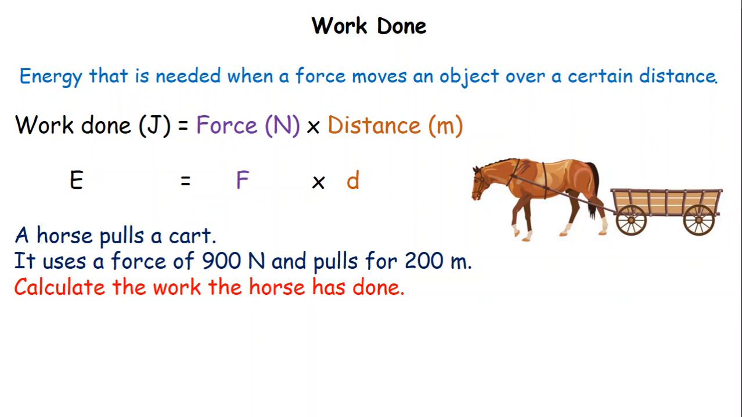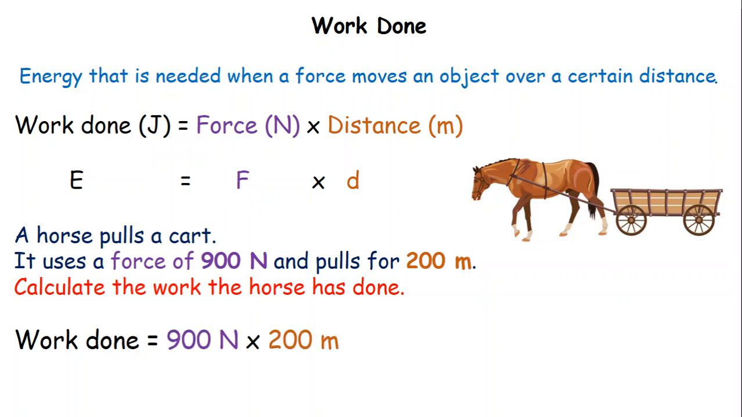The force that is given here is 900 newtons and the distance is 200 meters. So those are the two numbers we need to plug into our equation. So we get work done equals 900 newtons times 200 meters, and this gives us a work done of 180,000 joules for this horse.